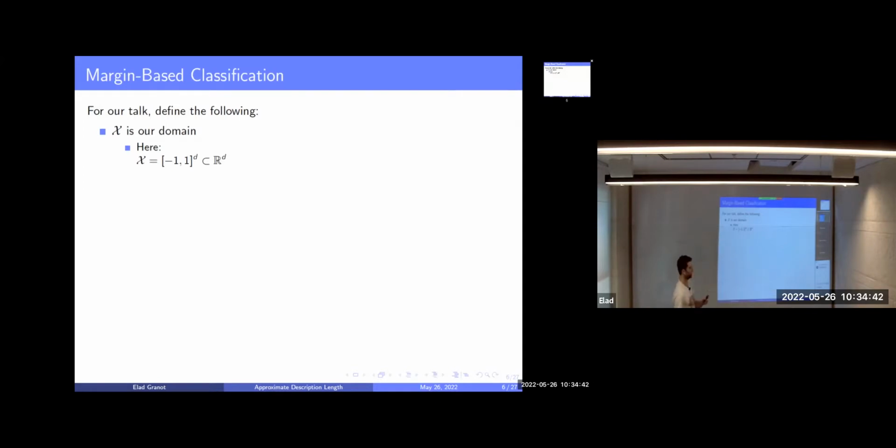Let X be our domain. We will assume it is the d-dimensional box. H will be our hypothesis class, which is real valued functions. So usually we consider H to be binary, either 0 and 1 or -1 and 1. But here we are extending it to be real functions.